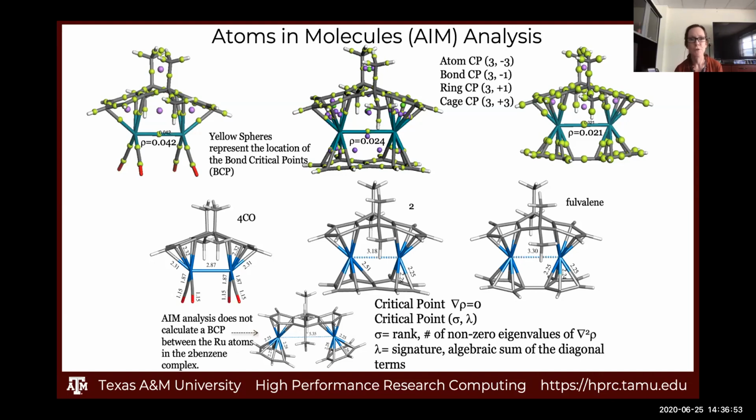So if you want to show that there is a saddle point in the density, you can do an AIM analysis, and it will tell you that there is a bond critical point or not between those two atoms. Okay, so for these, there's not.